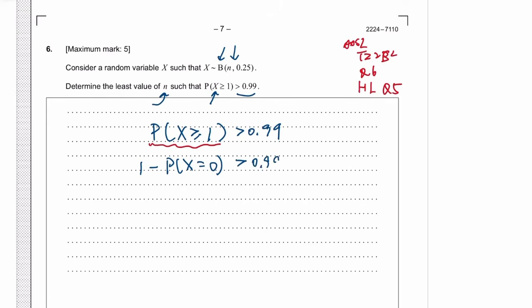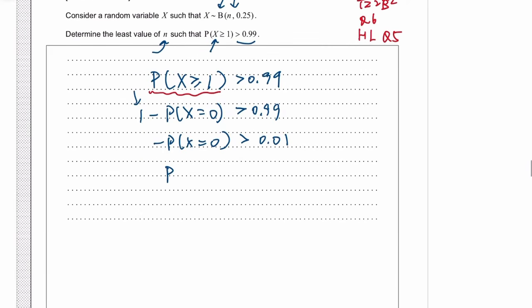Okay. But then we can subtract the 1. So this is bigger than 0.01, which means, negative. The probability of x equal to 0 should be less than 0.01 because you're dividing both sides by a negative. In an inequality, if you divide both sides by a negative, you need to flip the inequality sign.